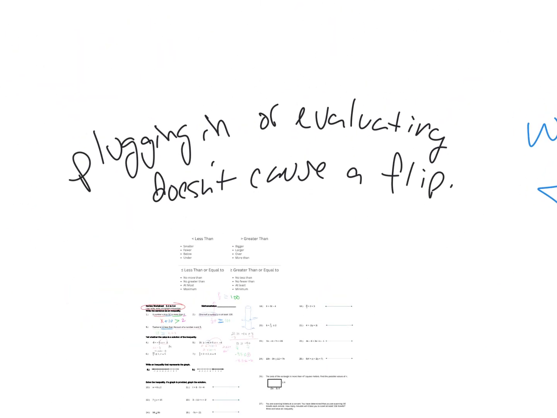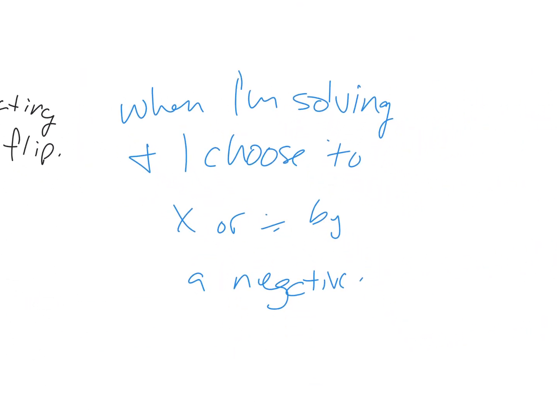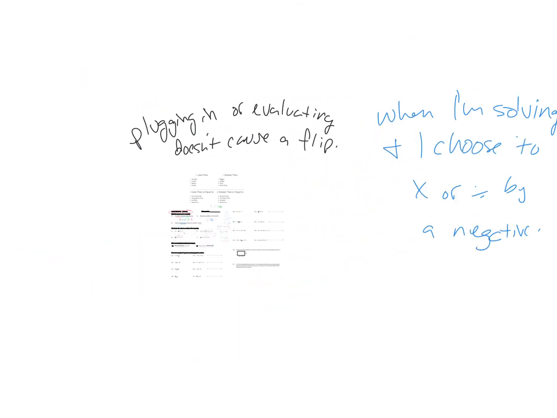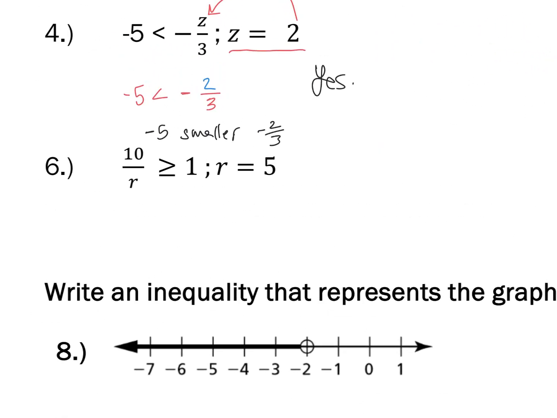If you're plugging in or evaluating, that doesn't count. That doesn't cause a flip. When I solve and I choose to multiply or divide by a negative, then it flips. Okie dokie. So here, why don't I just solve and plug in for the rest of these?